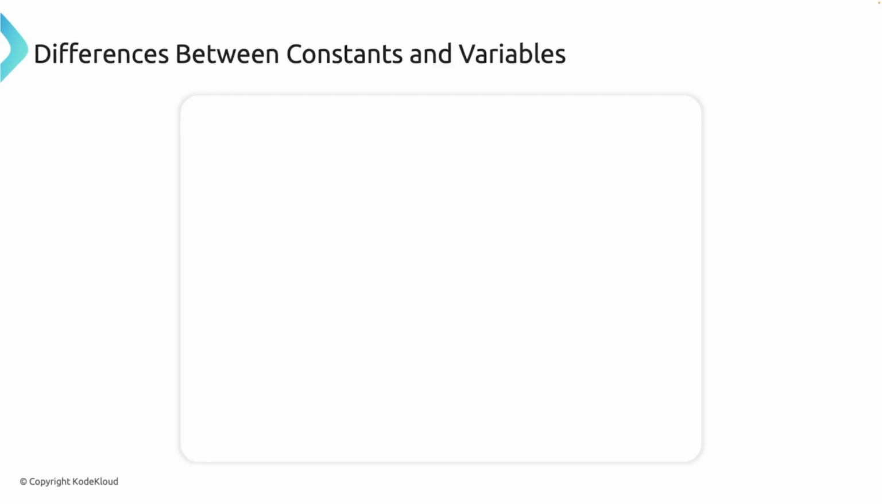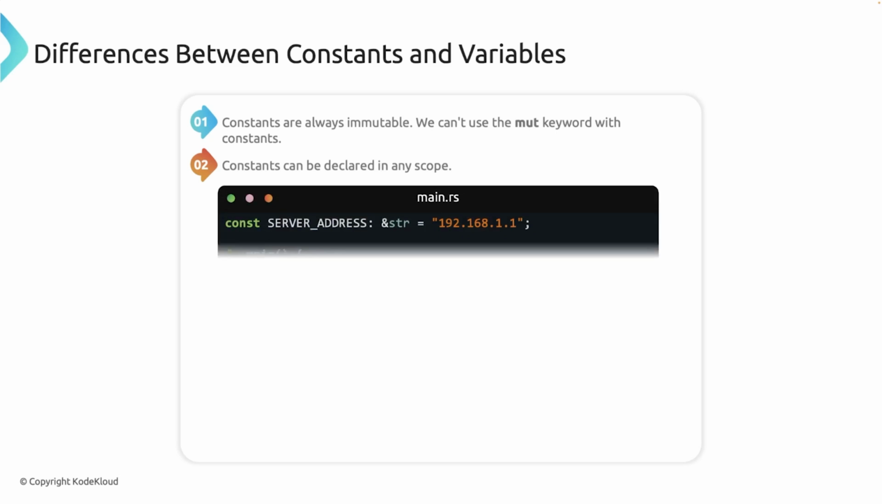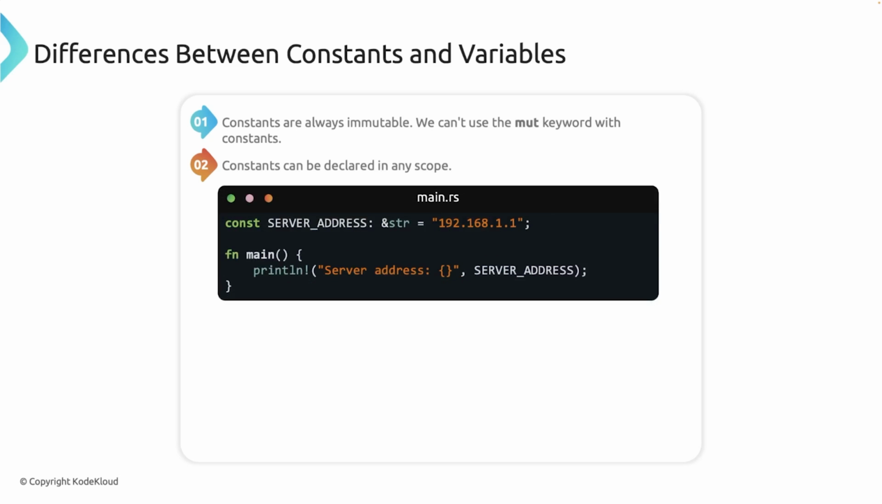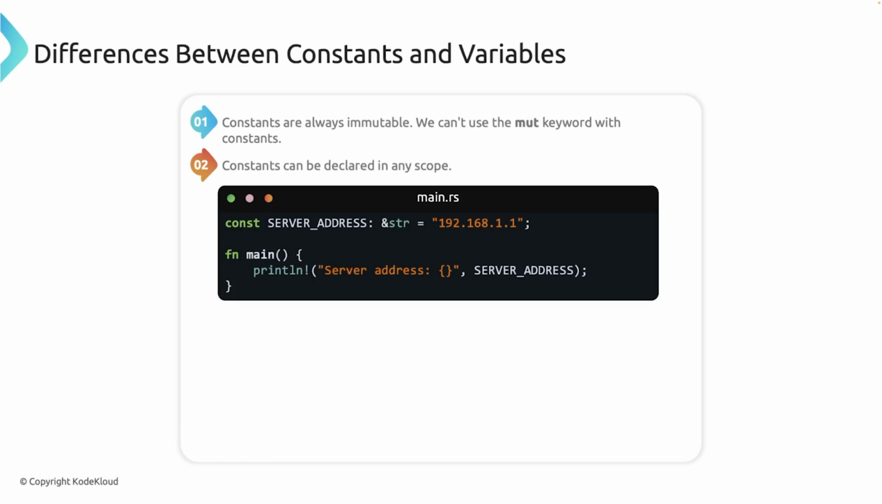Let's see some differences between constants and variables. First, you can't use the mut keyword with constants. Constants are always immutable. Second, constants can be declared in any scope, including the global scope. This makes them useful for values that many parts of your code need to know about. For example, the server address.